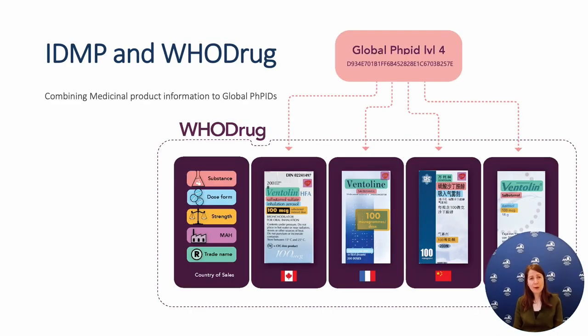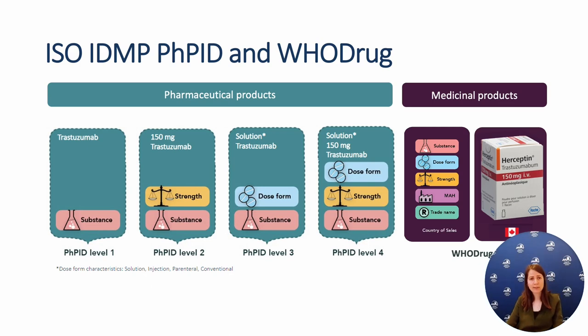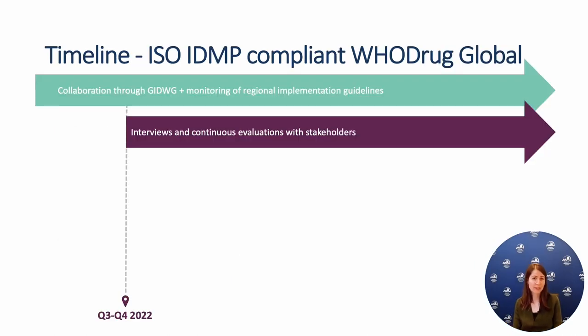Global PHPIDs are a great tool that allows to identify equivalent pharmaceutical products. And therefore, when combined with medicinal product information, they achieve their full potential. On this slide, we can see how pharmaceutical products compare to medicinal products. For medicinal products, we have additional information such as the trade name, the country of sales, and marketing authorization holders. Here is a rough timeline for our efforts to ensure ISO IDMP compliance in WHODRUG Global.